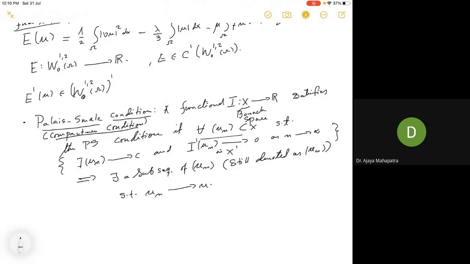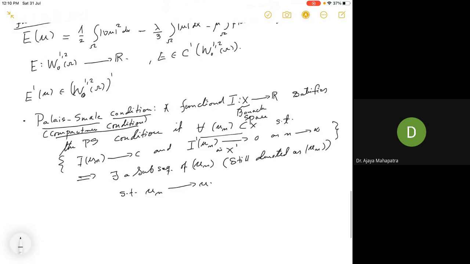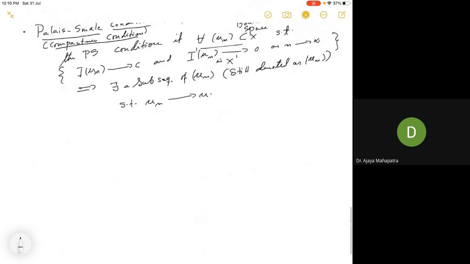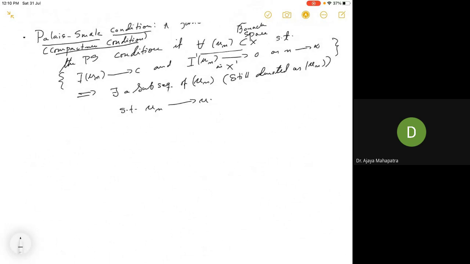So this is some sort of compactness condition. We will require this E to satisfy the PS condition. There is something called the mountain pass theorem, which is a bit geometrical by nature. These two in combination will help us to establish the existence. So let me write down this mountain pass theorem.